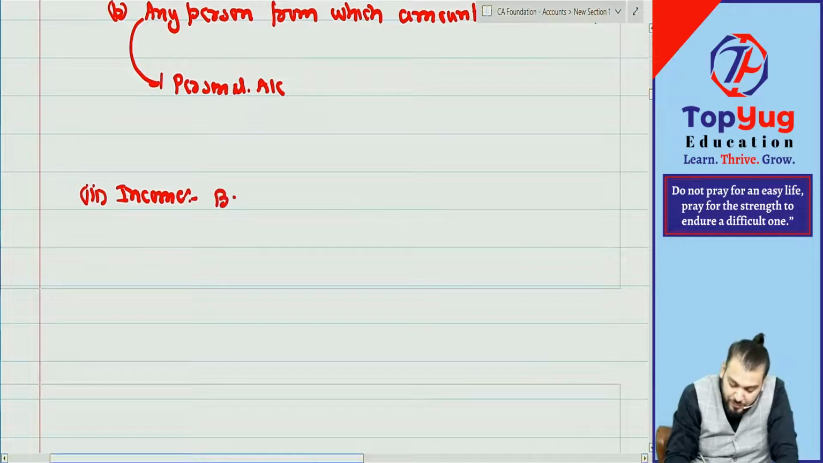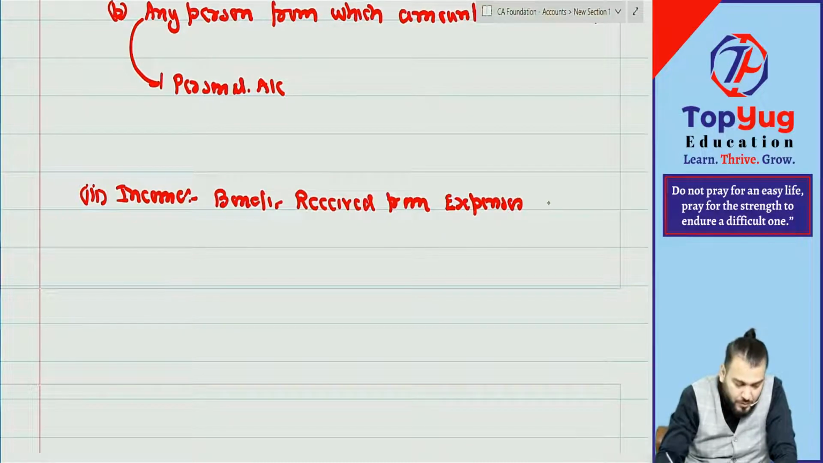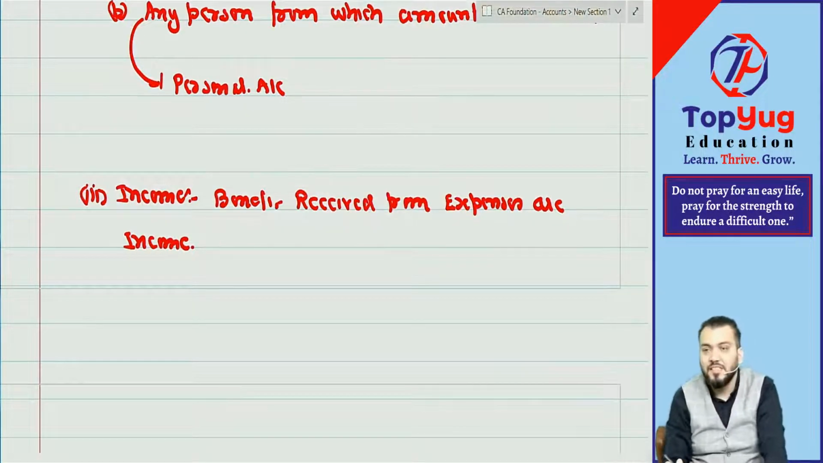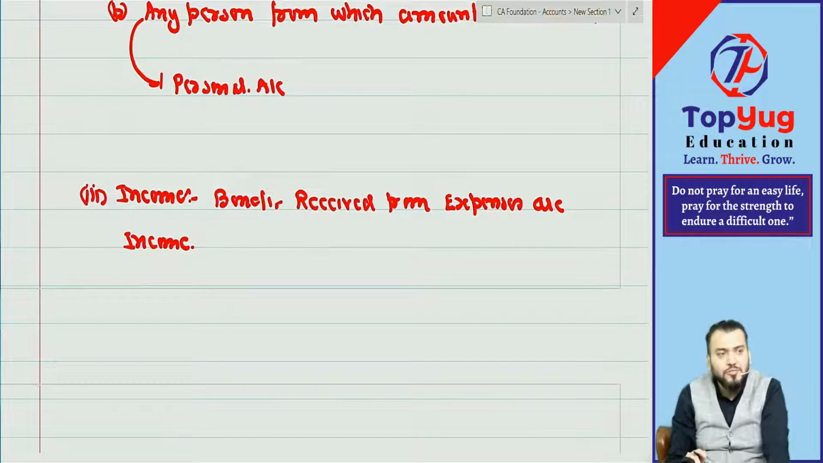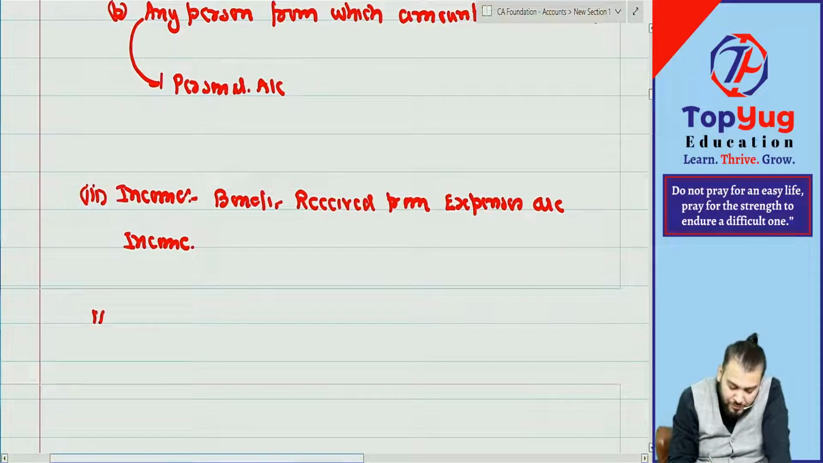Benefit received from what? From expenses are income. Can I conclude that to generate income, expense is required? To generate income, expenses are required. Without expense we cannot generate income. Understood? Yes sir.